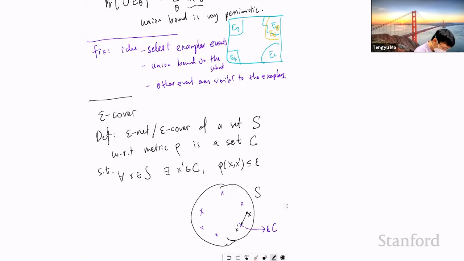So you have a point X here, and you can always find some other point X prime in C such that X prime is close to X. That's basically saying that all of these points in C are prototypical points, because every point in S can find a neighbor in C. Does that make sense?